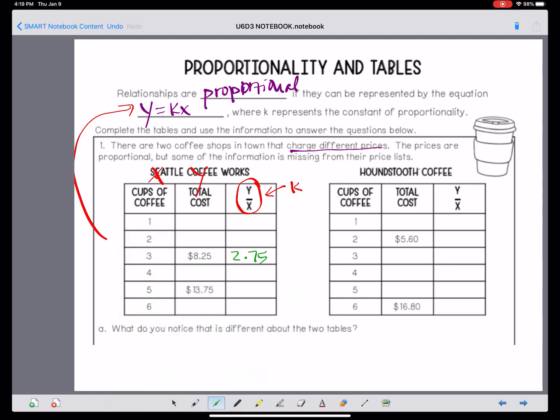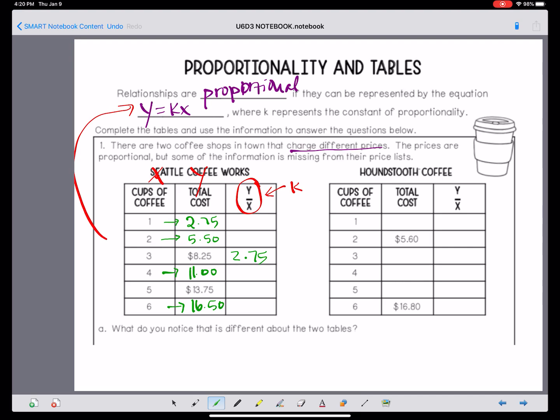If I wanted to figure out how much 2 cups of coffee is going to cost, I'm going to multiply that number 2 by $2.75 to get the total cost, which is $5.50. Same thing with 1 cup of coffee. I'm going to just multiply it by our constant, which is $2.75. And all the way down, I'm going to do that. 4 times $2.75 gives me $11. 6 times $2.75 gives me $16.50.